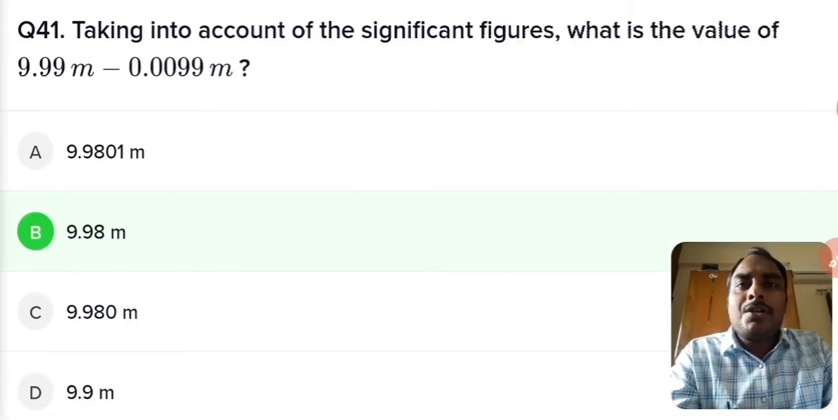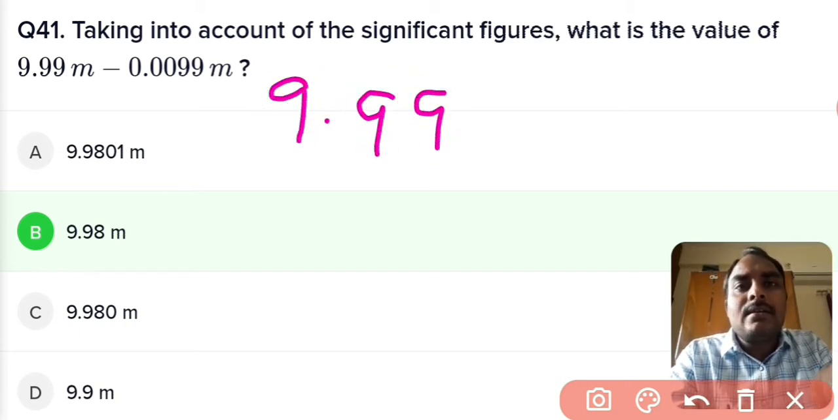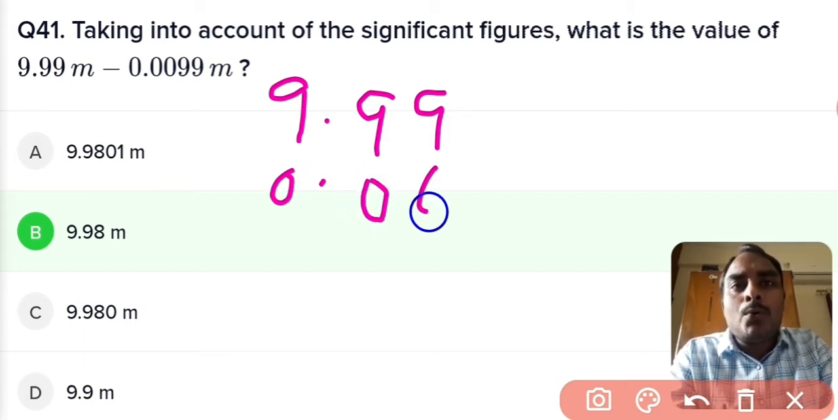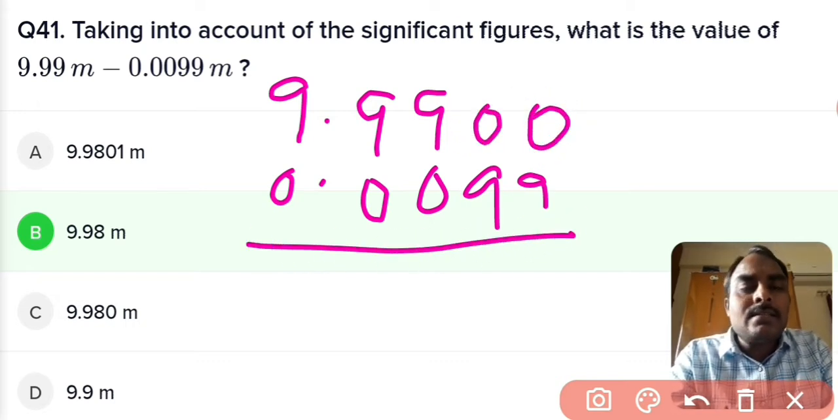Next question 41. Taking into account significant figures, what is the value of 9.99 meter minus 0.0099 meter? So here, while considering significant figures, we have to subtract 9.99 minus 0.0099. So it is simple subtraction. We will subtract like this.